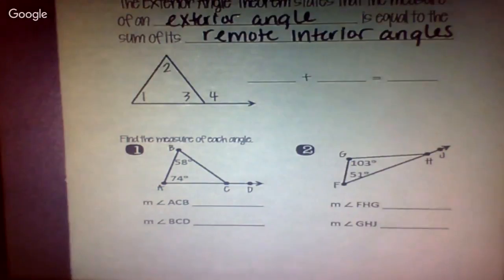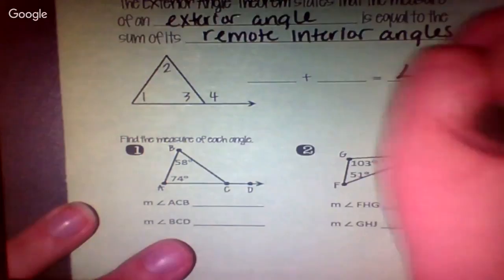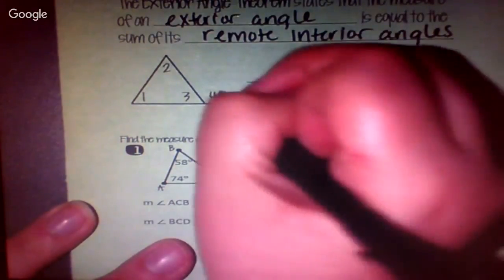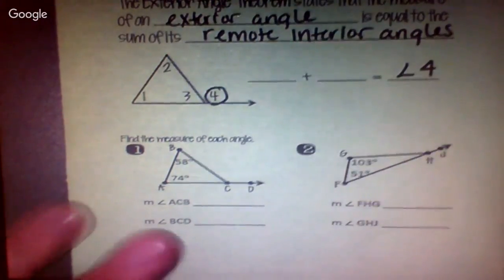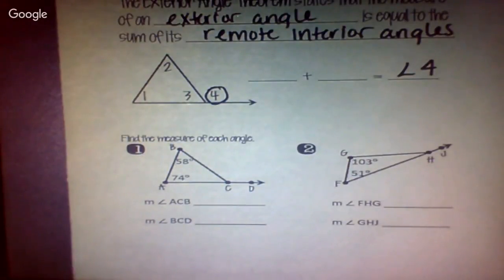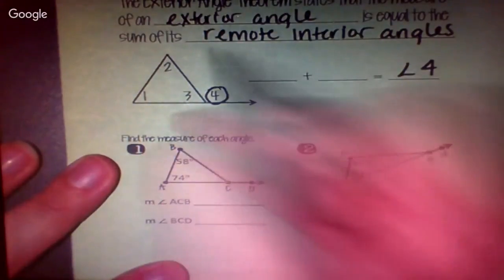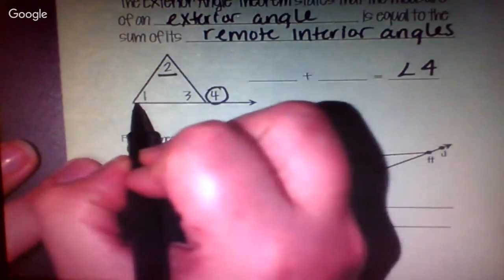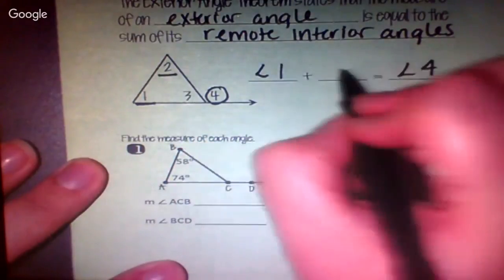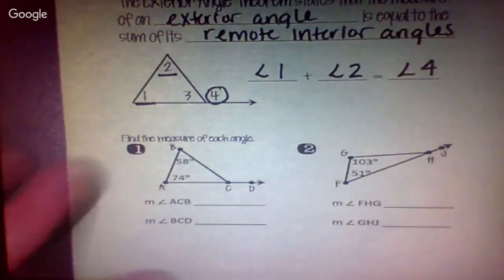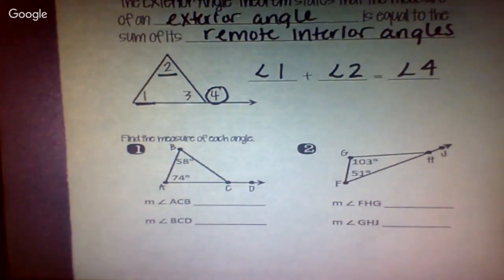So, if I'm trying to find the angle on the outside, which is angle 4, that's the one on the outside, I need to add the 2 remote interior angles, which are going to be the ones that aren't attached to 4. So angle 2 and angle 1. So angle 1 plus angle 2 should equal angle 4. So the 2 angles that are not attached to the angle I'm trying to find, if you add them together, they should equal that outside angle.